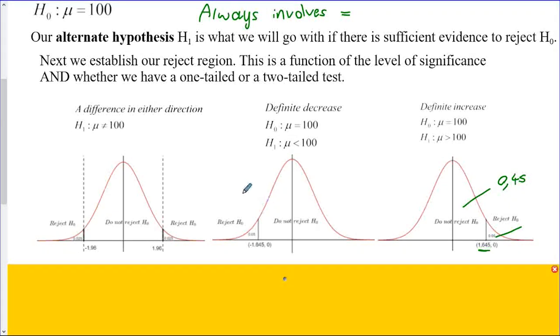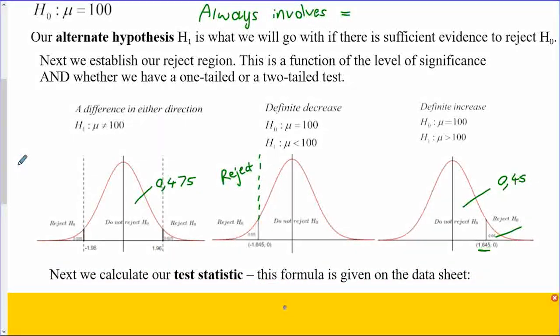If we've got a two-tailed test and a 5% level of significance, then that 5% has got to be shared between the two tails, 2.5% in each, and we would get 0.475, 47.5%, and that would give us a value of 1.96. On the extreme left and extreme right, or in this case just on the extreme left, we call this the reject region. Closer in here, we do not reject. So our reject and do not reject regions are going to be a function of whether it's one-tailed or two-tailed and the level of significance.